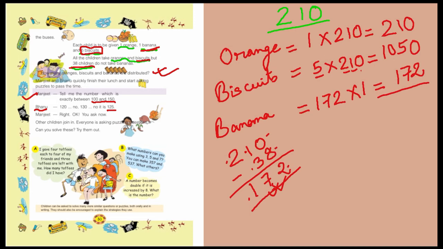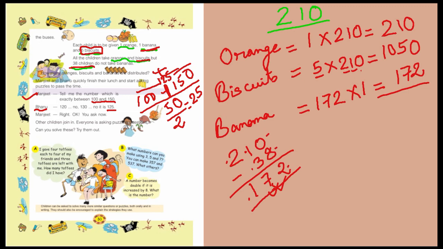Now how did Bhanu get the correct answer? How did he know that the answer will be 125? Very simple. See here. From 100 to 150, how many numbers are there? There are 50 numbers. Correct? And what is half of 50? If you divide 50 by 2, half of 50 is 25. So that means if we go 25 places from 100, then it will be 125, and which comes in between 100 and 150.